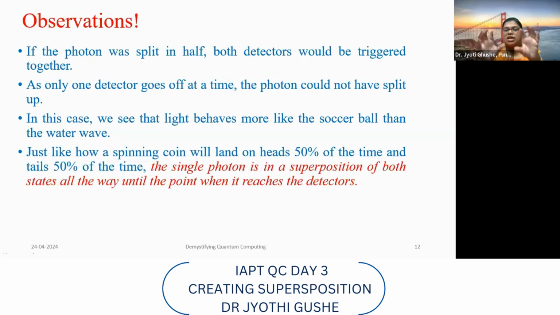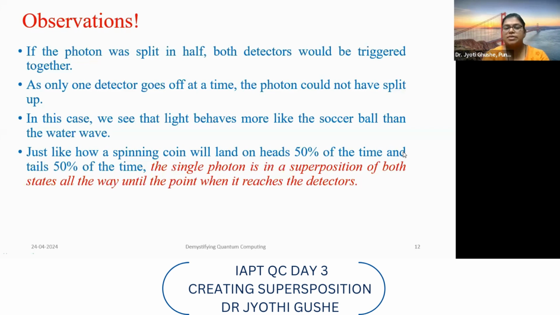Okay. Now, what are our observations? If the photon was split in half, both the detectors would be triggered. That is not happening. As only one detector goes off at a time, the photon could not have split up. In this case, we see that light behaves more like a soccer ball, more like a particle than like a water wave. Here we are talking of the predominance of the particle nature of light instead of wave nature.